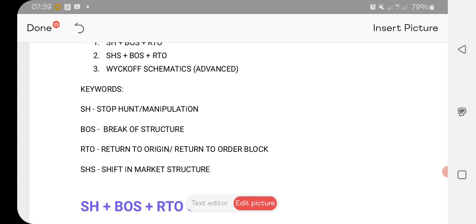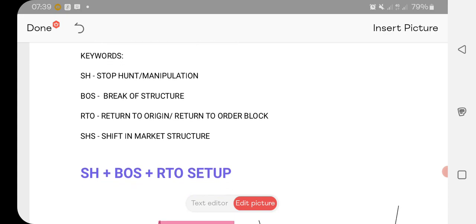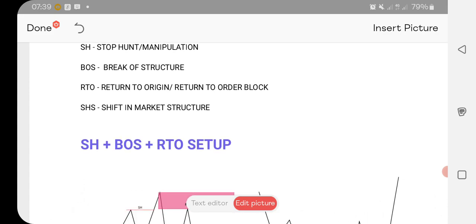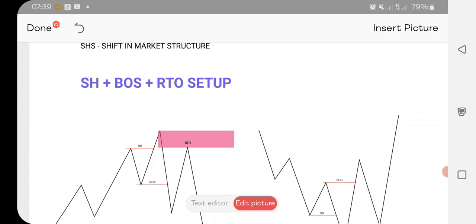The keywords, you can see: SH means stop hunt or manipulation. BOS means break of structure. RTO means return to the original order block. SHF is shift in market structure. So we start with a stop loss hunt, plus break of structure, plus return to order block. This setup is the first setup.